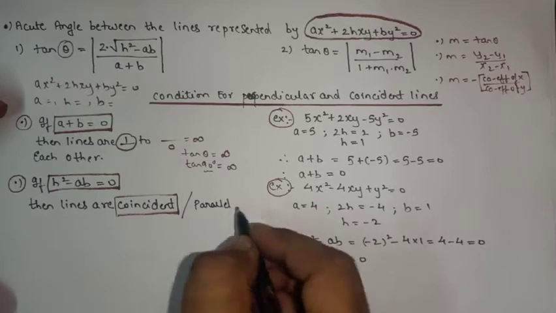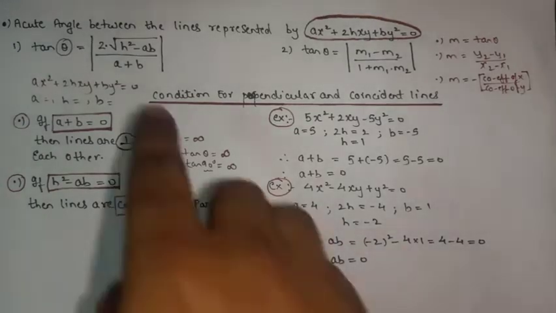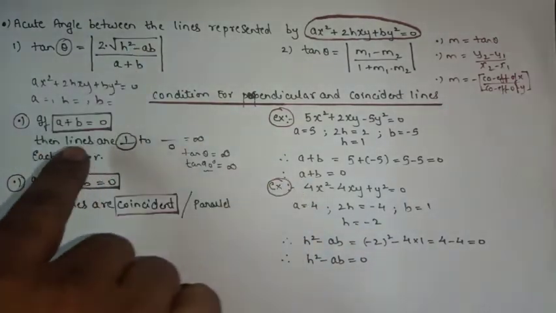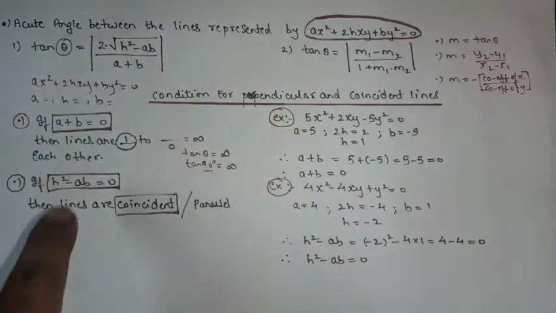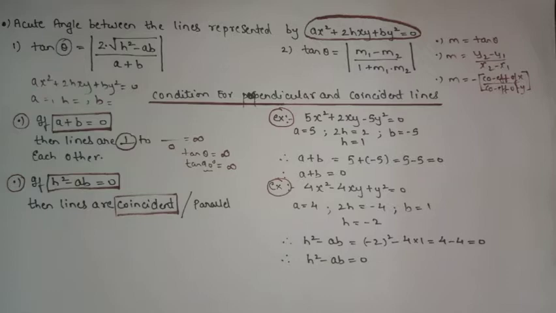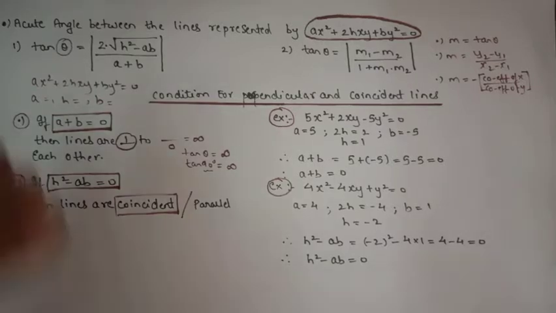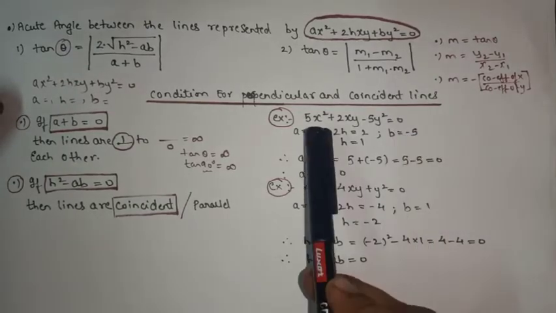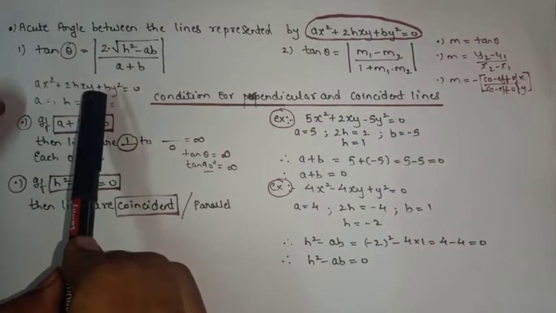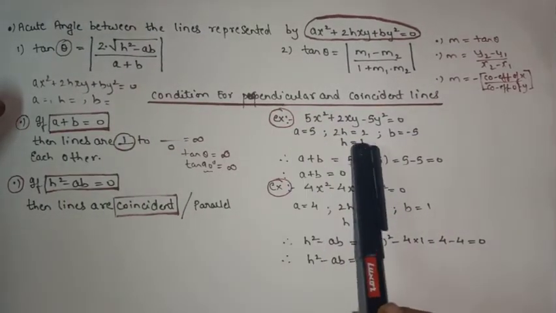Okay, so if a plus b equals 0, that means the lines are perpendicular. If h square minus ab equals 0, that means the lines are coincident, or we can say parallel. Here we have some examples. Suppose here we have an equation which is in this form. Compare, you will get a, h, b.